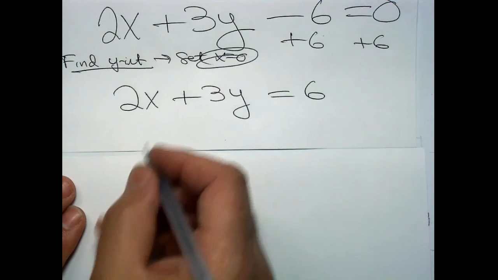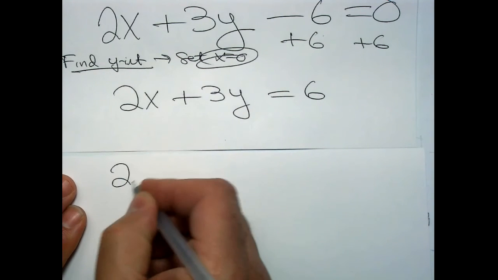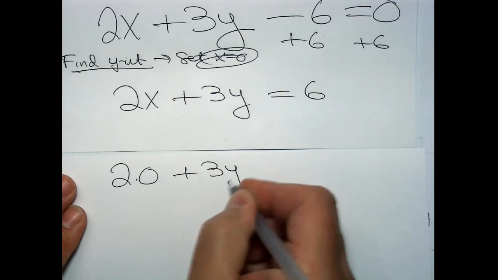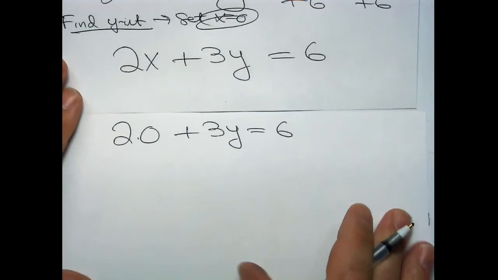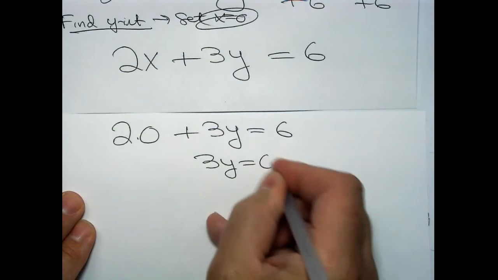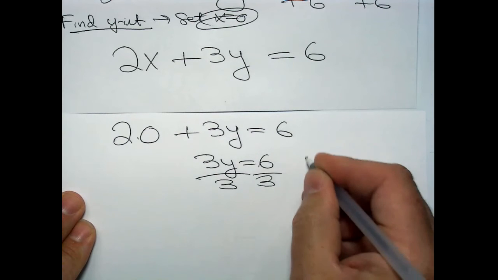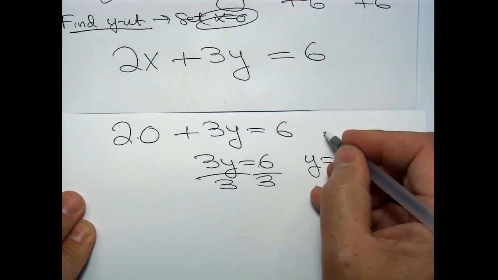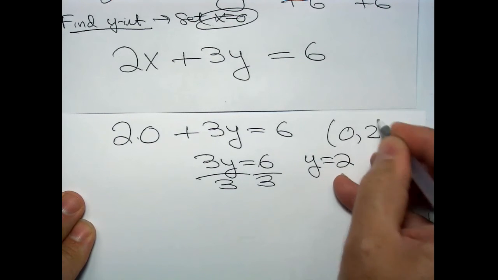But let's do it formally here. If I set x equal to 0, I get 2 times 0, 3y equals 6. So yeah, I basically get 3y equals 6, and I get y equals 2. So the ordered pair would be 0 and 2.